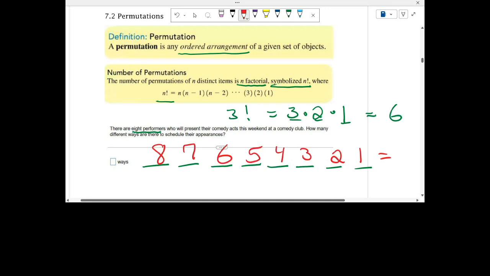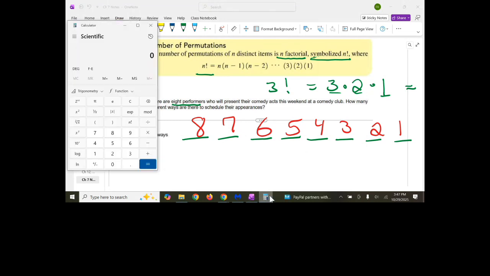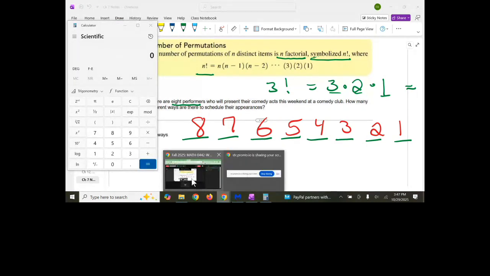You can do this on the calculator in a couple of ways. One way is to multiply straight across, 8 times 7 times 6 times 5, all the way down. The other way, let me open up a window here.